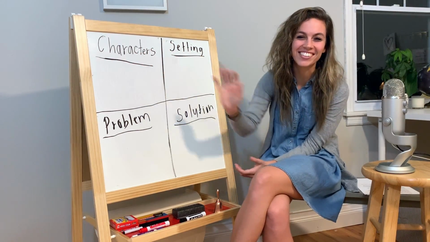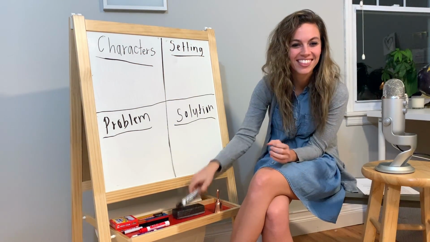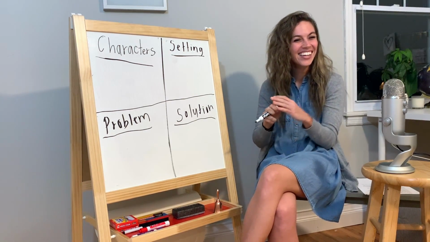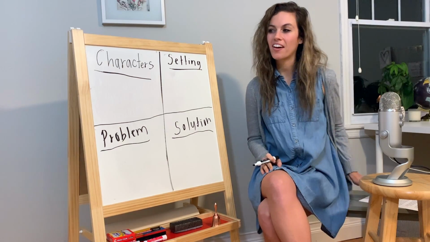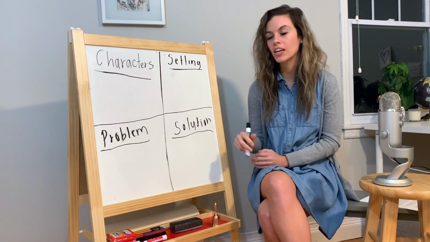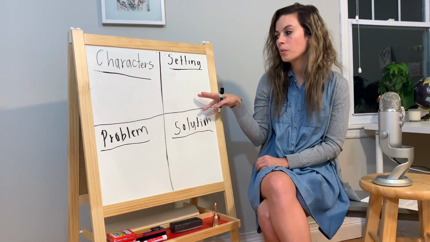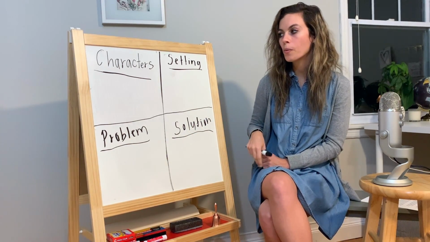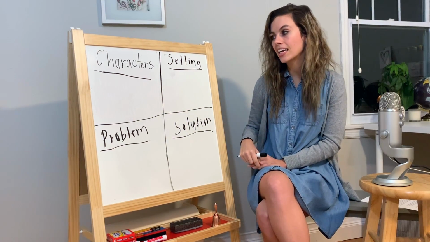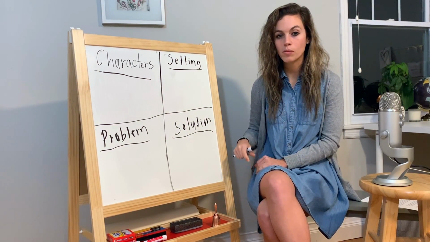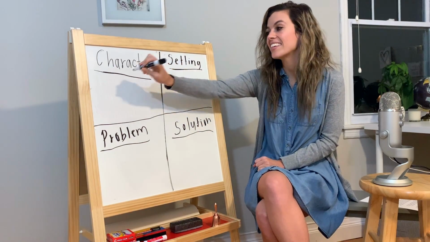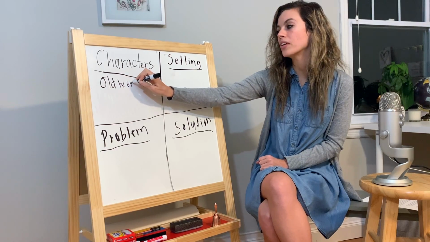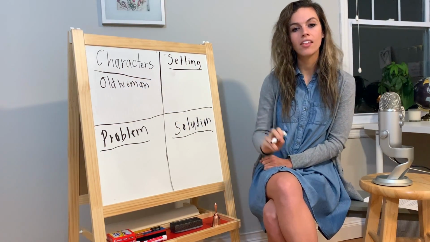Who are the characters? Okay, so now that we read the Gingerbread Man, we're gonna figure out who are the characters, where is the setting, what is the problem, and what is the solution. So, boys and girls, does anyone know a character for the Gingerbread Man? Yes, the old woman is one of the characters. Were there any other characters?